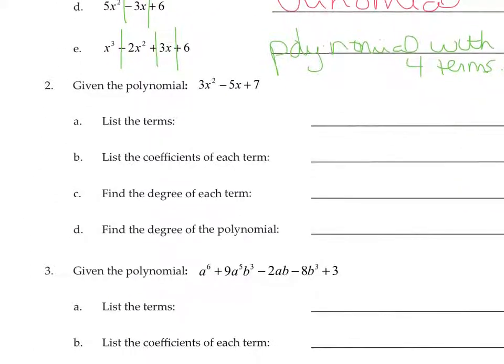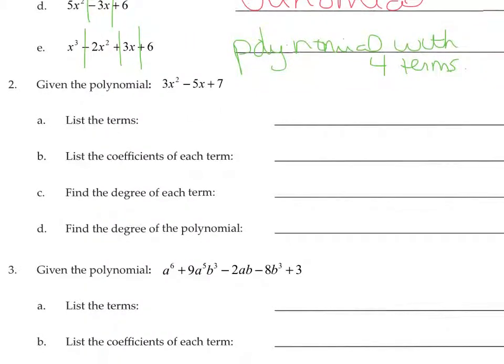On question 2, we have a new polynomial. If you look, it has three terms, so this is a trinomial. We're going to list the terms as the first part. The first term is 3x squared. Remember now, the terms are separated by plus and minus signs. So the first term is 3x squared, the second term is negative 5x, and the third term is 7. The coefficient is the number at the front of each term. So the coefficients are 3, negative 5, and 7.